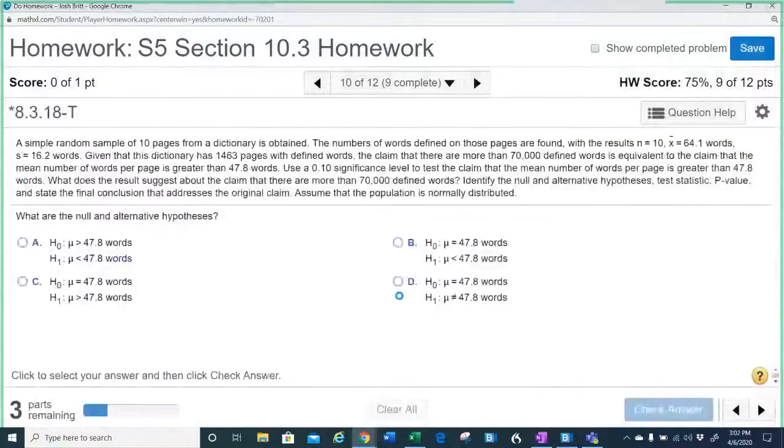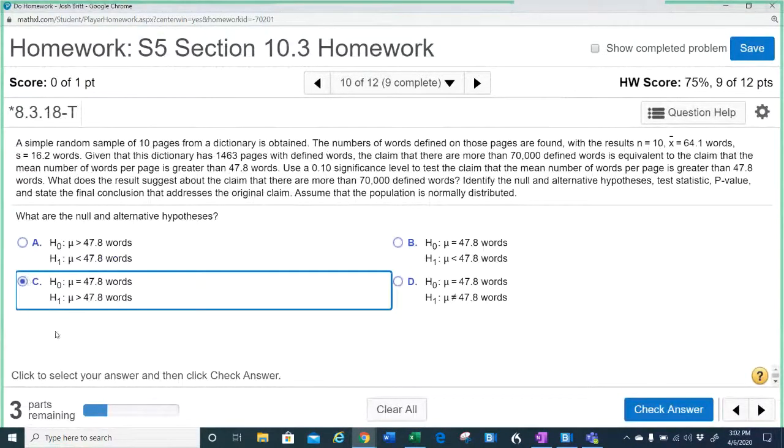All right, 10 pages from a dictionary, the number of words defined on the page are found, with results 64.1 words, standard deviation here. Given the dictionary has 1463 pages, the claim that there are more than 70,000 defined words is equivalent to the claim that the mean number of words is greater than 47.8. So equal 47.8, greater than 47.8. What we're looking for is the researcher's claim.